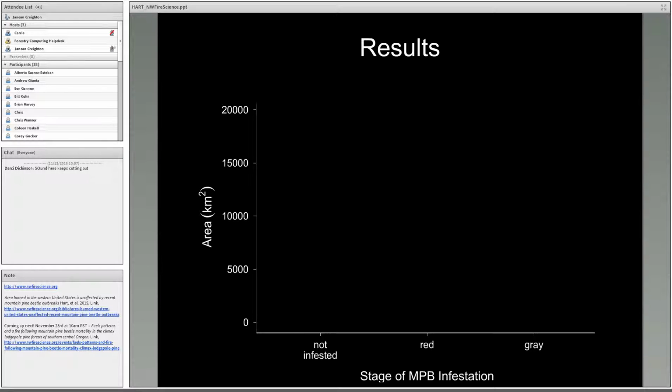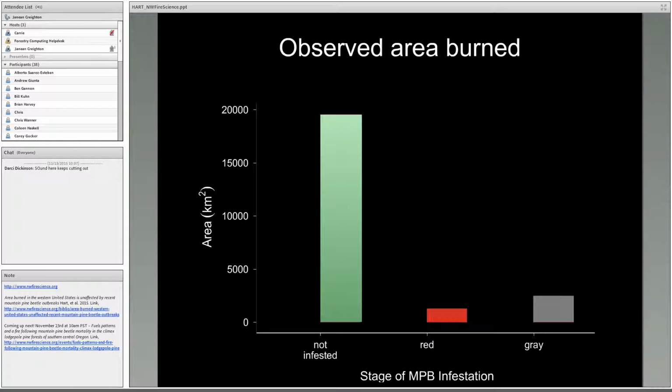So we'll take a look at some of the results. On the x-axis, I have the stage of infestation. So we have those uninfested pixels, red stage mountain pine beetle infestation, and then gray stage mountain pine beetle infestation. And on the y-axis is the area, and that refers to the area that burned. So first we'll take a look at the observed area burned.